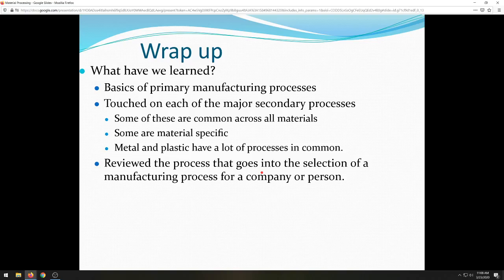Some of them are material specific, as we've noted. That's really important to know. There's no wood welder. There are products called wood weld, but it's basically glue. And then metal and plastic have a lot of these processes in common, because they can be melted down, because they can be formed when they're heated, because they can be machined when they're cold.